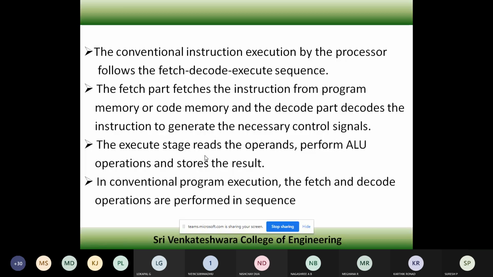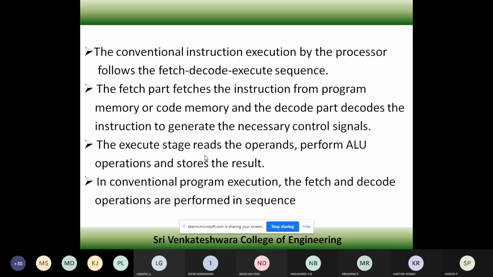So the fetch part, what is it going to fetch? The instruction from program memory or code memory. The decode part decodes the instruction to generate the necessary control signals. And the execution stage reads the operand, performs the ALU operation, and stores the result.